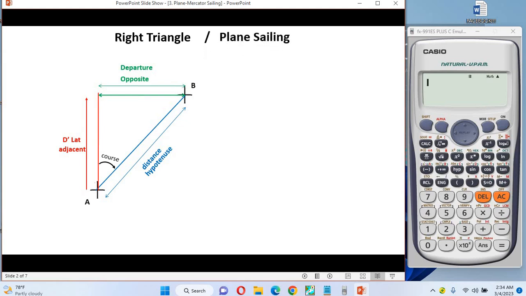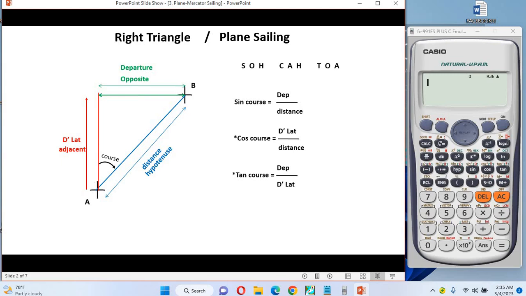Now enter the dragon, the plane sailing. It now looks like plane sailing. And of course, the SOH CAH TOA to derive the formula. So sine is opposite, that's departure over hypotenuse, which is the distance. And of course, the cosine, the adjacent, which is dlat over distance. And of course, the tangent, which is opposite, which is departure over dlat.